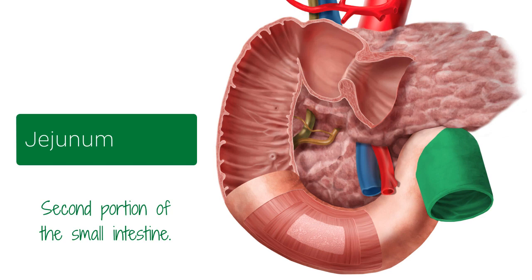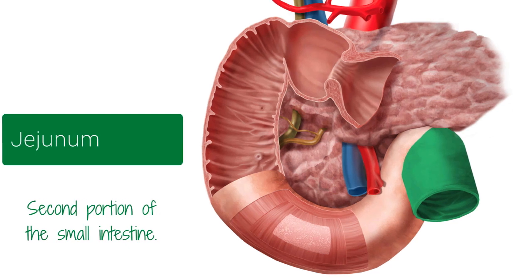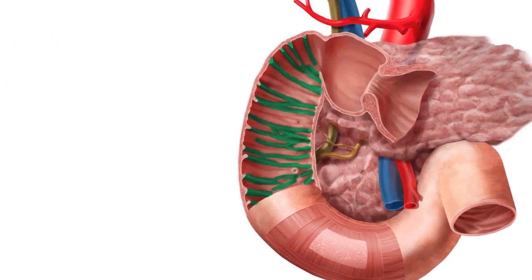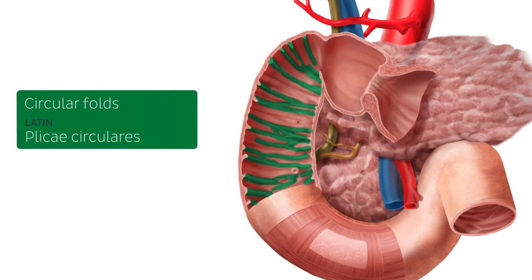We will look at the jejunum and the rest of the small intestine in greater detail in a separate tutorial. Let's continue on with our discussion of the duodenum and move on to the different layers that compose the wall of the duodenum, known as the circular folds.